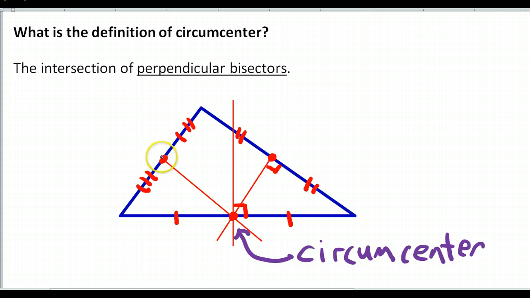Okay, so it's all about constructing at least two, possibly three perpendicular bisectors. And wherever they meet, that's going to be the circumcenter. Now, let's see how that's going to look on graph paper. How will that look if we have coordinates?